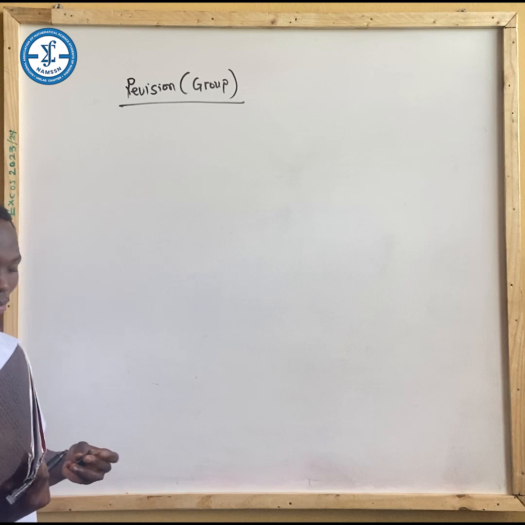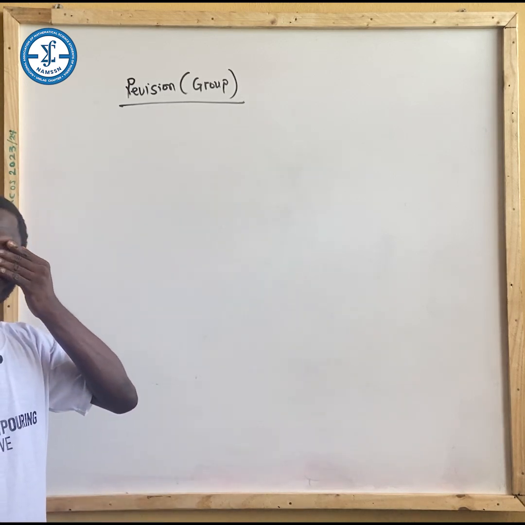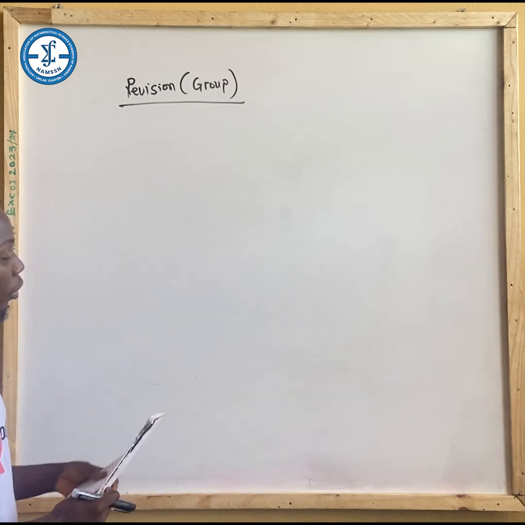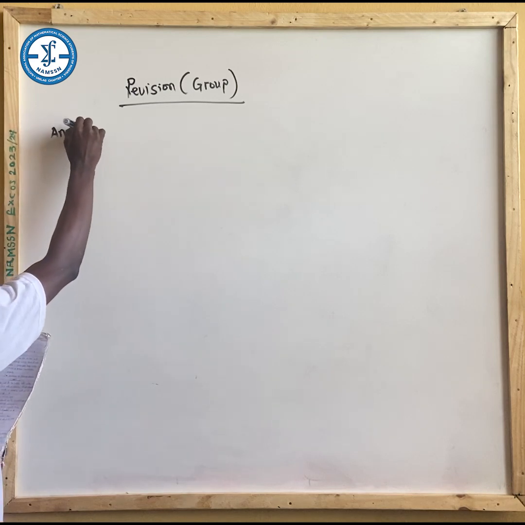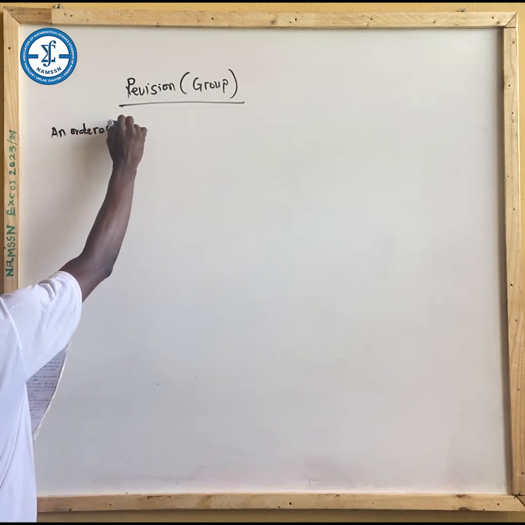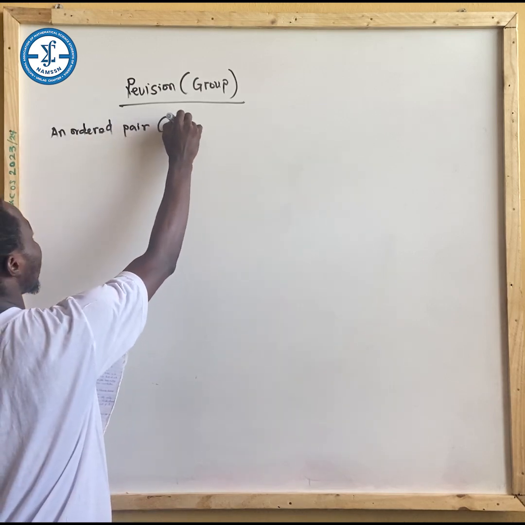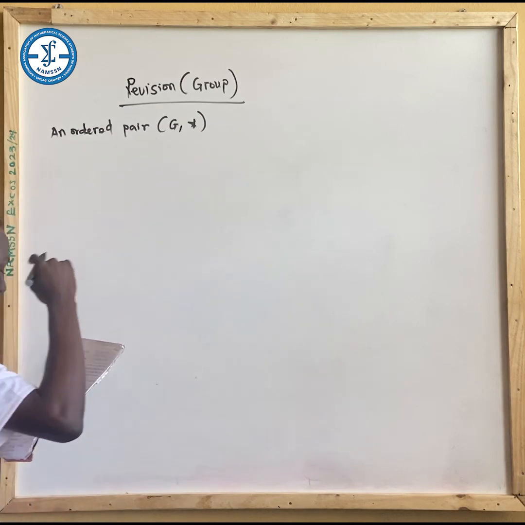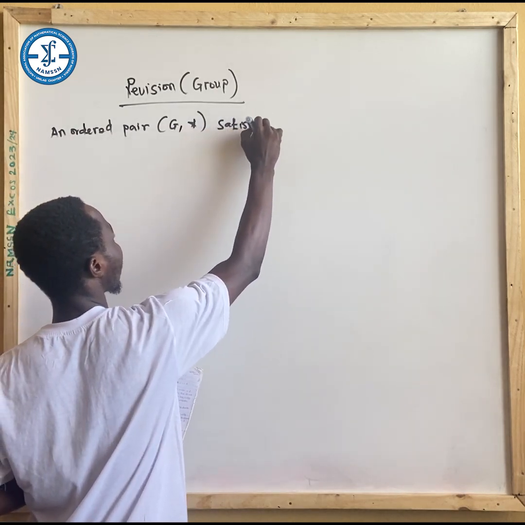I'll start with giving a revision on what we call a group before I then move into what we call rings. So a group is an ordered pair (G, *), let's say G with an operation star, satisfying the following properties.